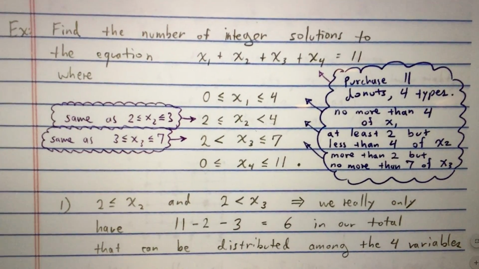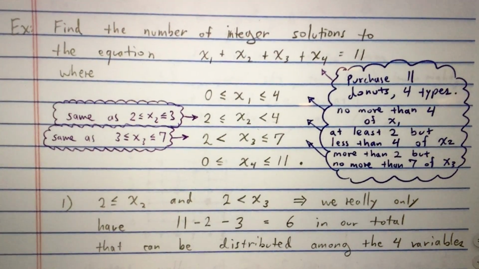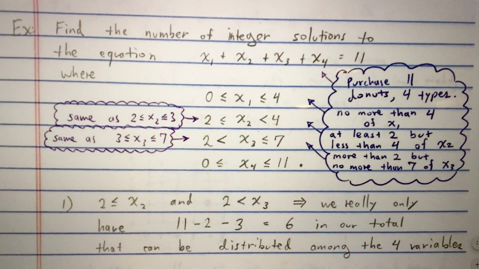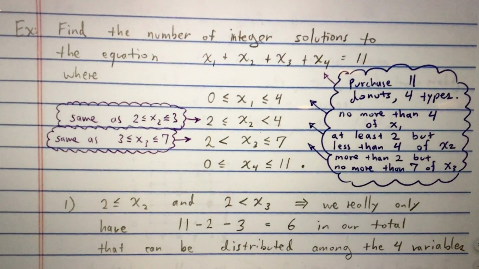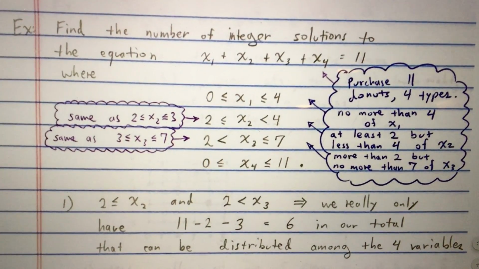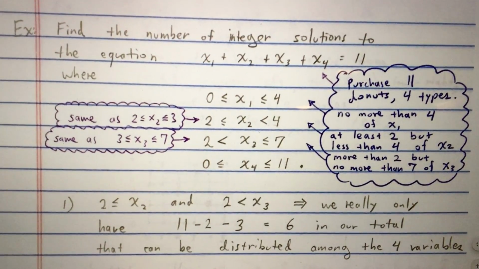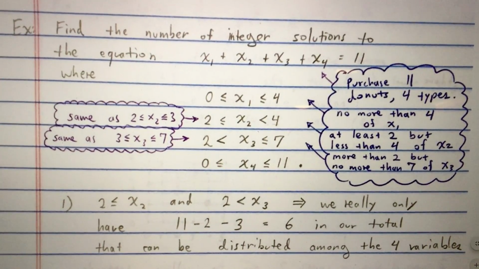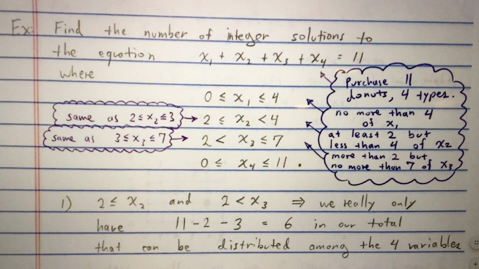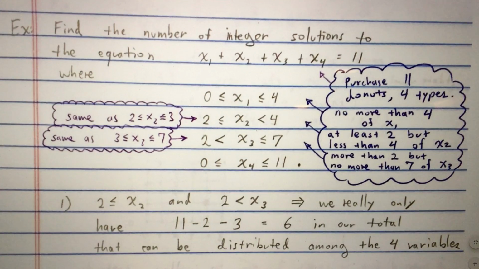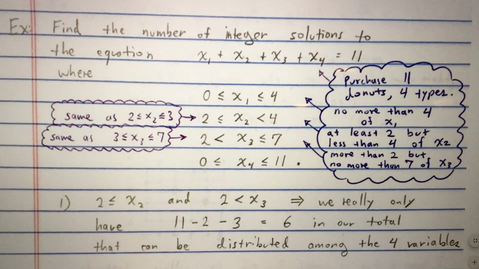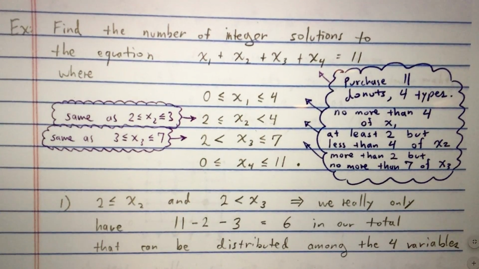Okay, let's work this first one. So, besides what we already mentioned, I put step 1 to look again at the fact that x2 is greater than or equal to 2 and x3 is strictly greater than 2, which we mentioned is the same thing as x3 being greater than or equal to 3 since we're talking integers.